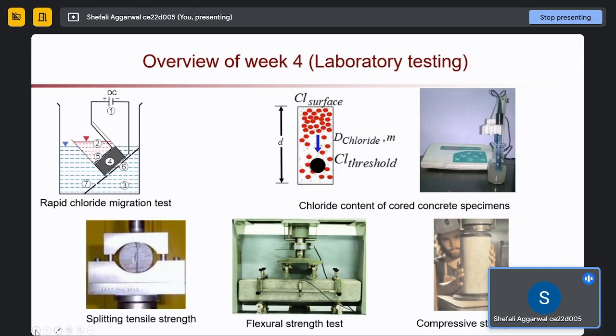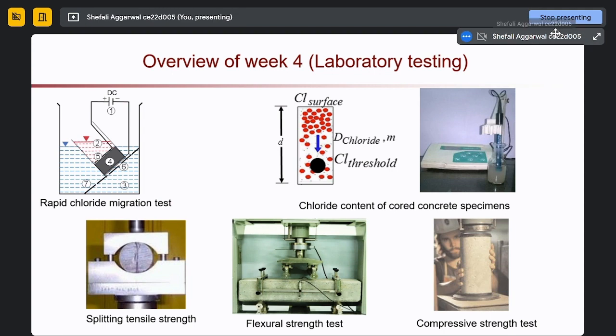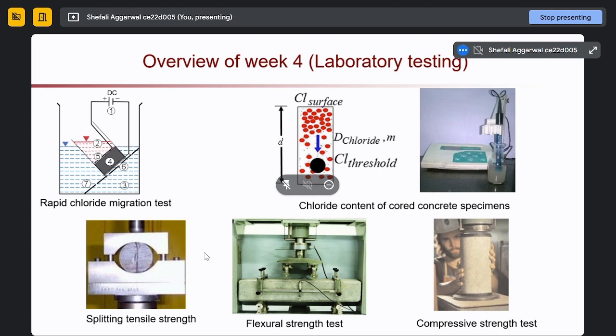So this is what you might have studied this week. Does anybody have any doubt in these things? Anybody can tell. Any doubt in these things? If not, then we will go to the questions for this week.